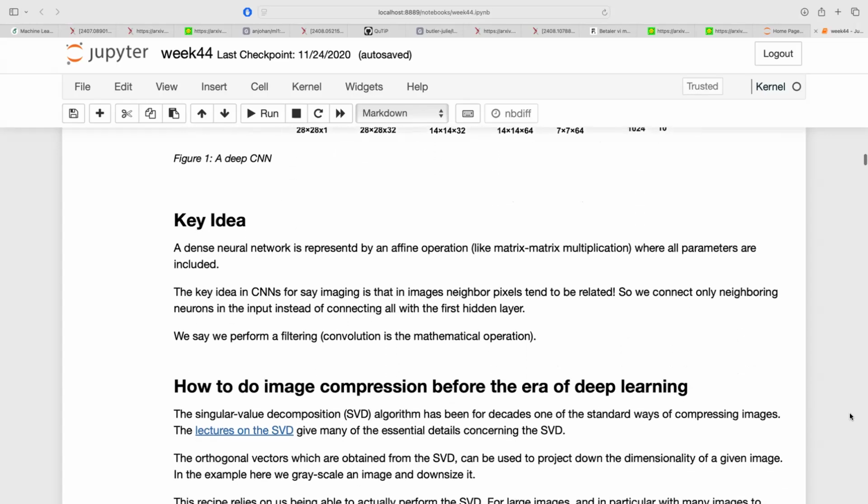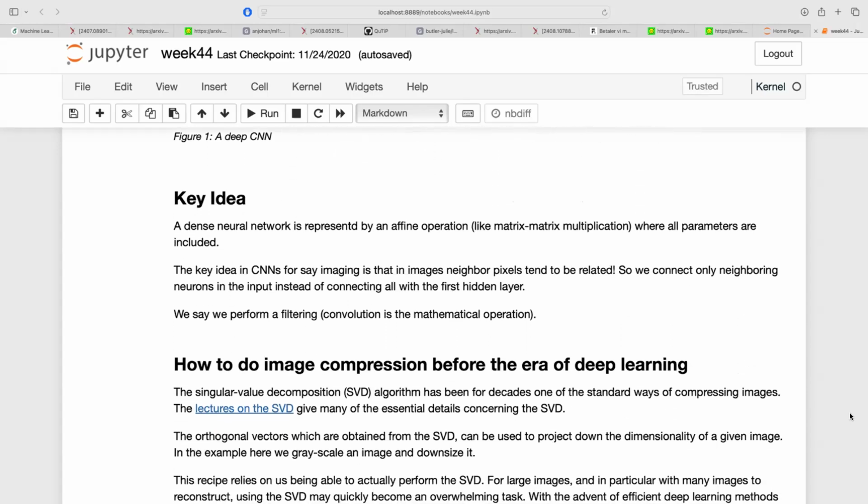So the key idea is actually to have a dense neural network, which is represented by an affine operation like matrix-matrix multiplications, which is a standard neural network. And the key idea of CNNs is that in images, neighbor pixels tend to be related. So we connect only neighboring neurons in the input instead of connecting all with the first hidden layer.